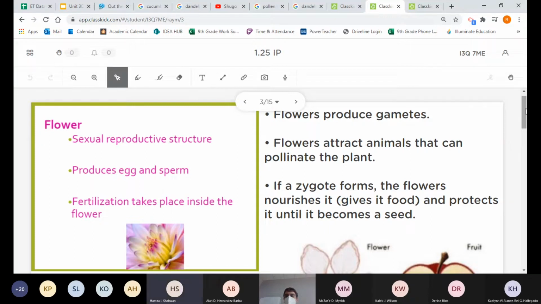Flowers produce gametes. Flowers attract animals that can pollinate the plant. If a zygote forms, the flower nourishes it, gives it food, and protects it until it becomes a seed. Very good. Thank you so much.